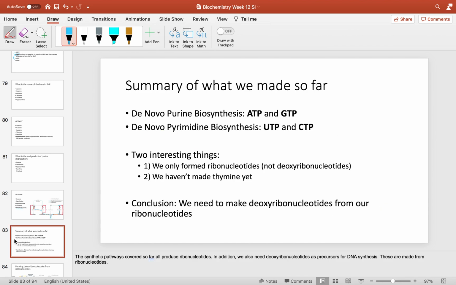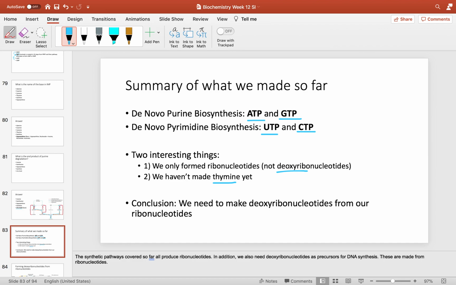Okay, so let's summarize what we did so far. So in de novo purine synthesis, we created ATP and GTP. In de novo pyrimidine biosynthesis, we created UTP and CTP. What does this tell you, though? This is something interesting. One is we're missing one nucleotide. We haven't formed TTP. We haven't formed thymine yet. And the other is that these four are only ribonucleotides. They're not deoxy, which means as of right now, we can only use them to make RNA. We can't use them to make DNA.